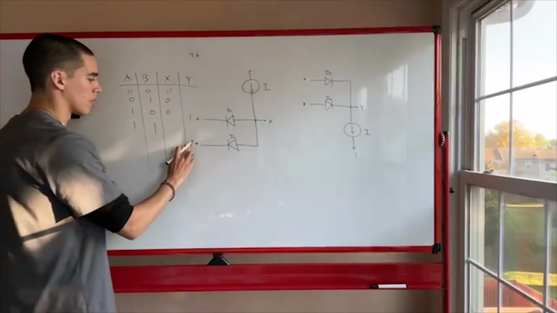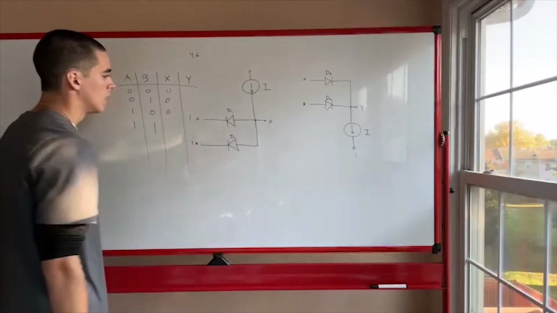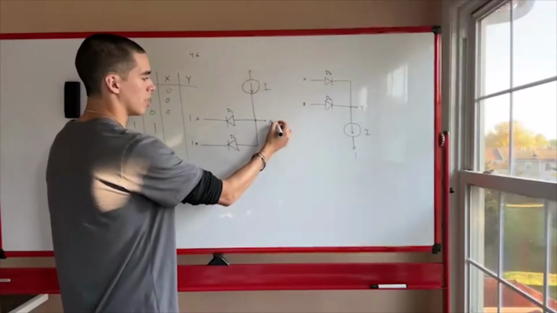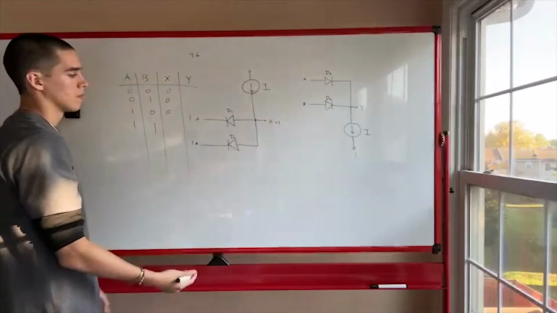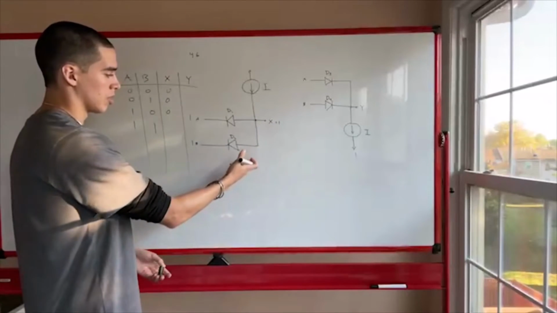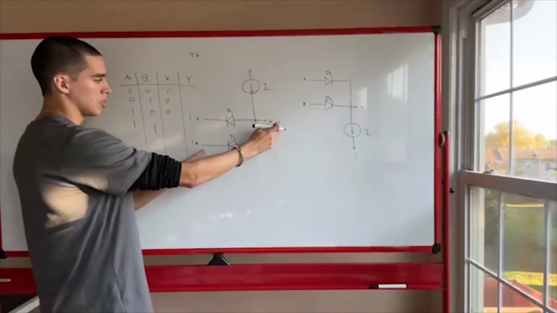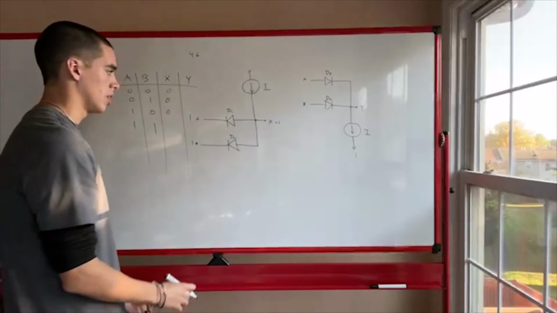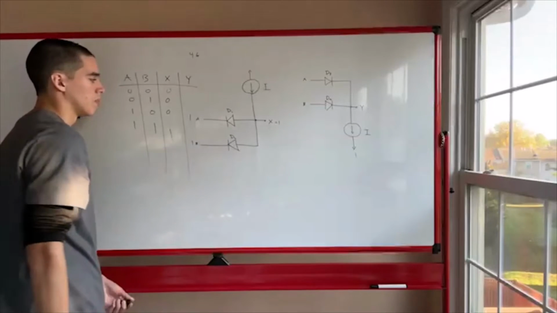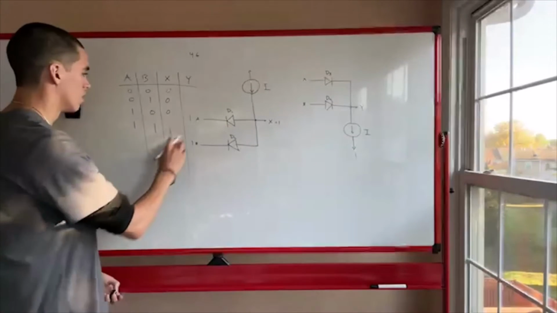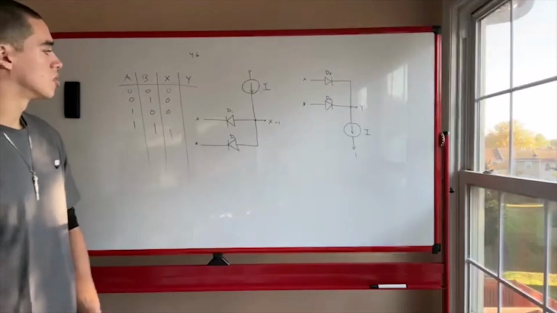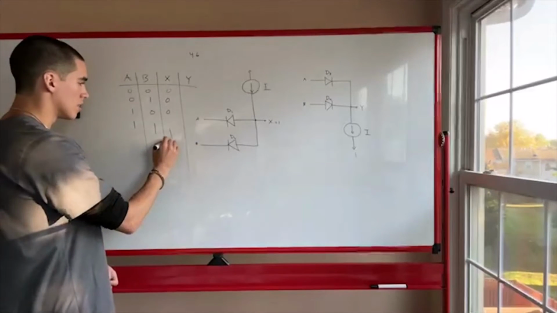Alright, what if they're both 1? Let's assume D1 is on. So if it'll short, it'll be 1, and so this would be the same voltages here and here, so that'd be a short, right, so that would be 1. It makes sense to me. Alright, so that's an AND gate. That's an AND.